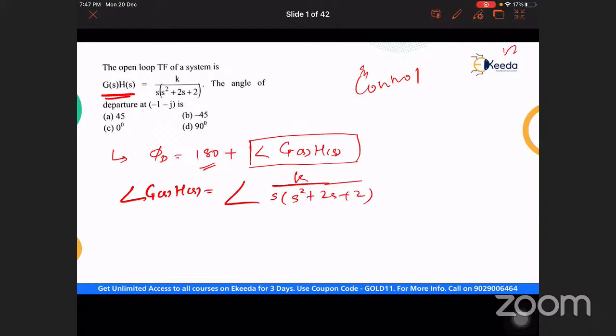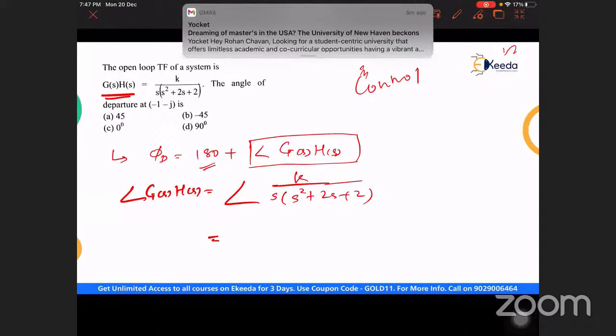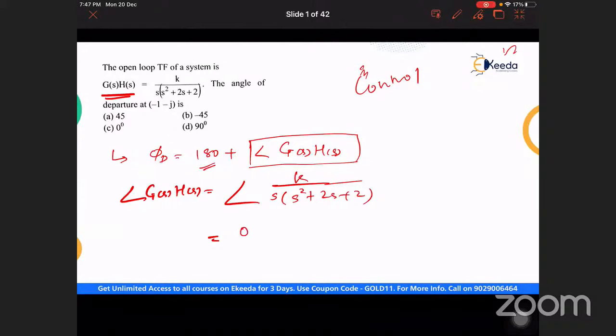Then, what is the angle of K here? K is a simple real number. That is the reason the angle here is going to be 0. Correct? Which means it is nothing but the angle of 0 degrees.